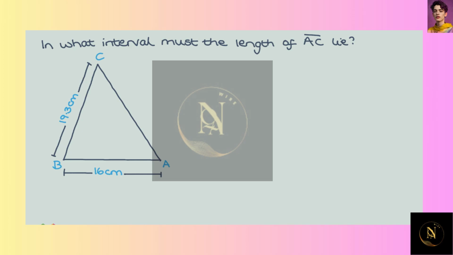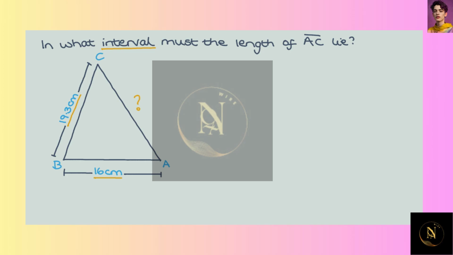In what interval must the length of AC lie? We've been given a diagram of a triangle. We've been told the lengths of two of the sides, but not the length of the third. We haven't been asked to calculate the length of the third side, but rather to give an interval in which it must lie, so a range of possible values for the length of the third side.